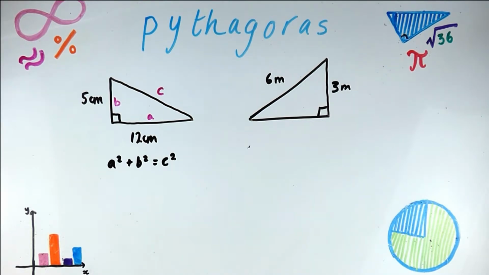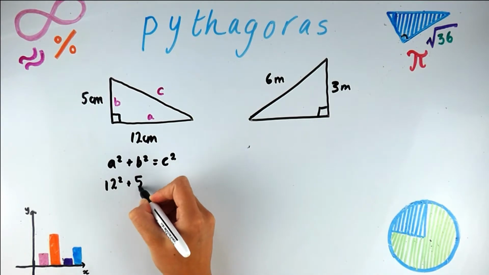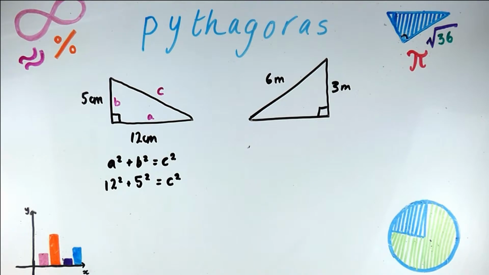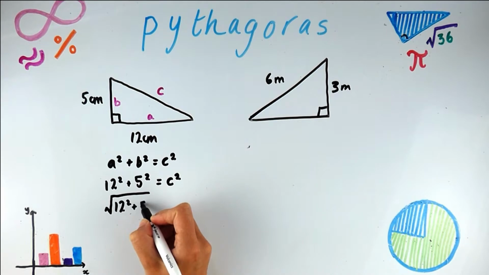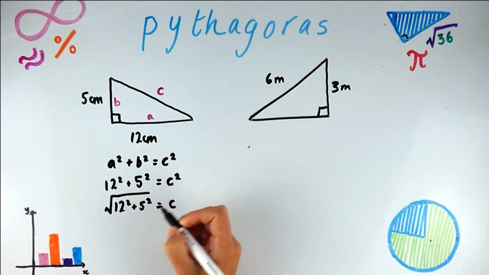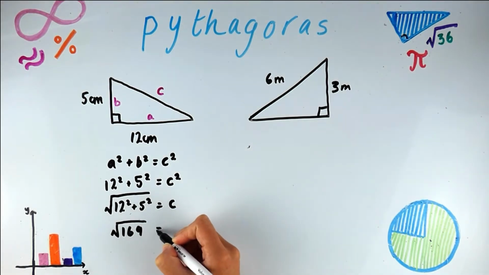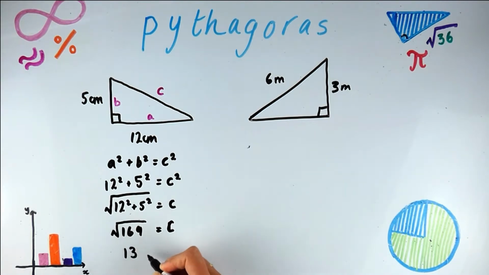Then we sub in the numbers, so a is 12, b is 5, and we want to find out what c is, and then we just solve to find c. So the square root of 12 squared plus 5 squared equals c, and you will be able to have a calculator for this. And it's important to remember the units at the end.